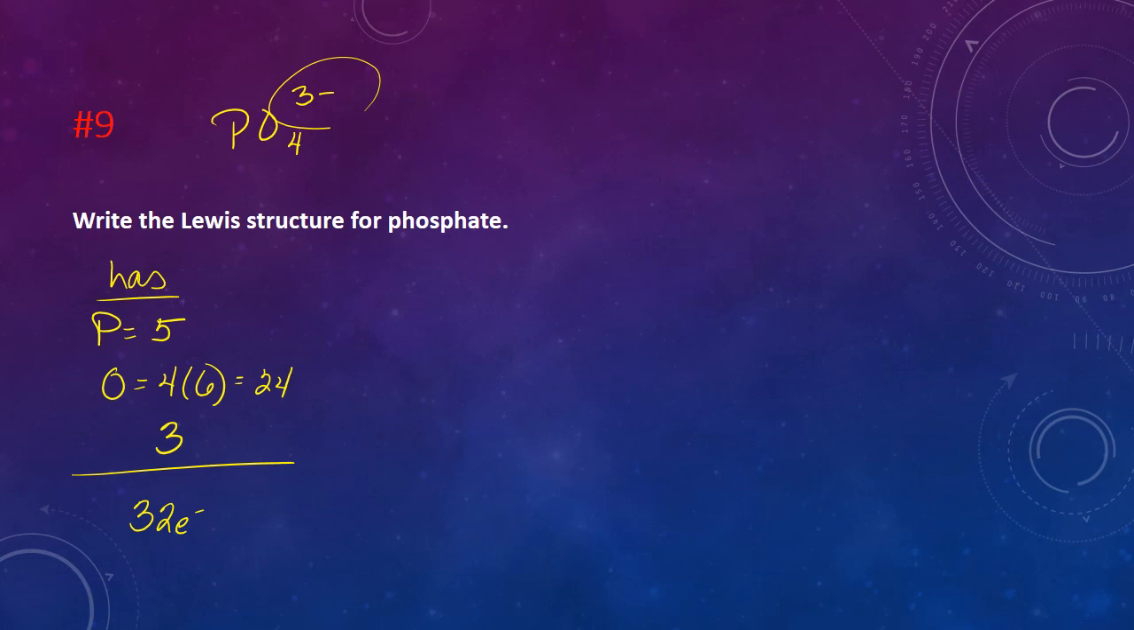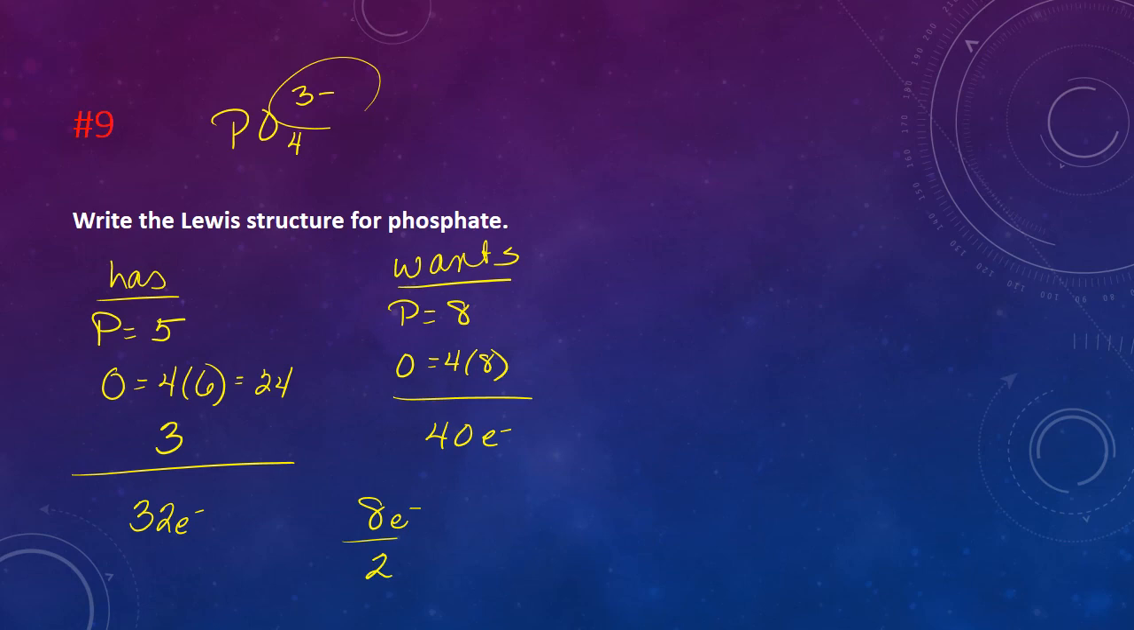Now we have to figure out how many this wants. Phosphorus wants 8. Oxygen, there's 4 of them, and they all want 8. So that's a total of 40 electrons it wants to feel like it has. When I subtract these, I find it has 8 bonding electrons. 2 electrons in every bond means we have 4 bonds.